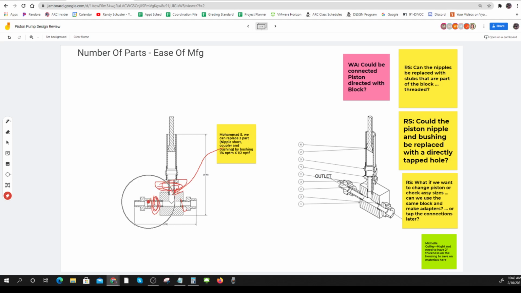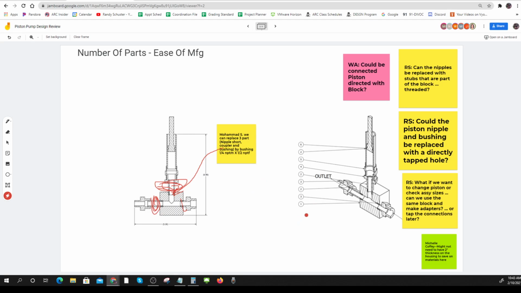This one, I could probably, but that would just be getting rid of one part. So this is the one where we've got the most easy way to get a fix. Tap that hole direct. Replacing that with a stub is not too bad, but then I still have to thread it and put that on. So those are some things.